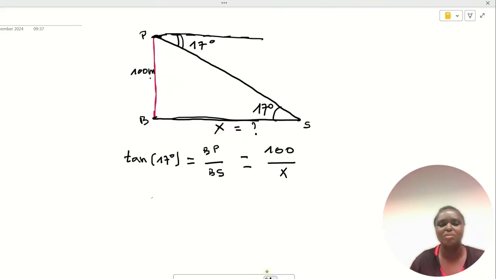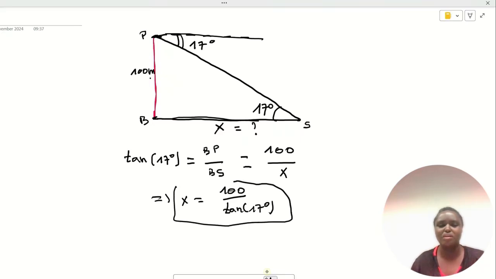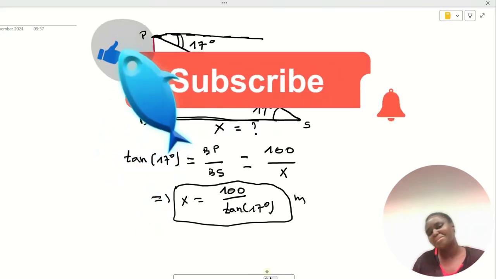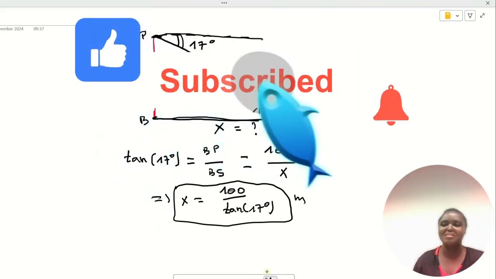So from this you can see that X will be equal to 100 over tan of 17 degrees. So that was it. And if you have a calculator, then you can compute this value and give your answer in meters. The answer should be in meters. So that was it.